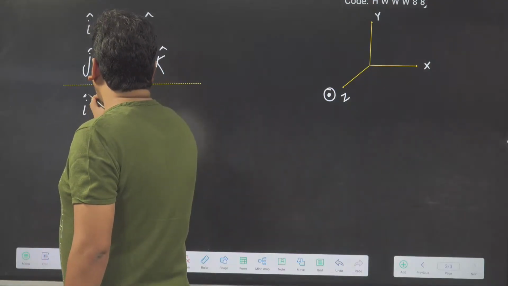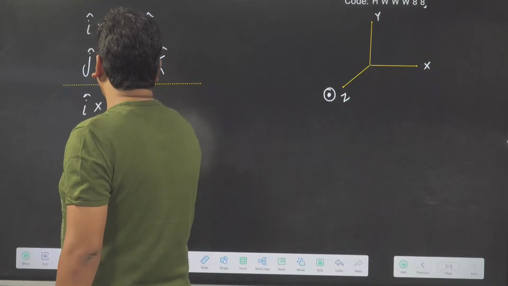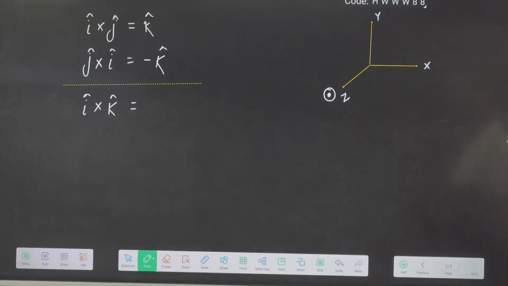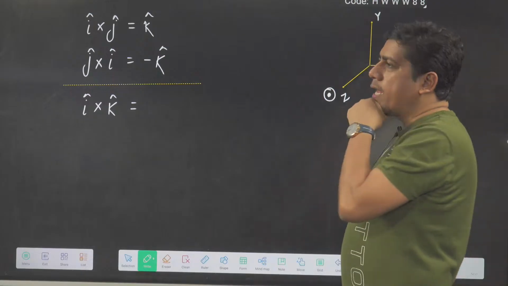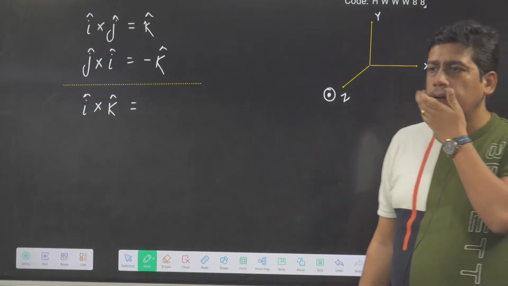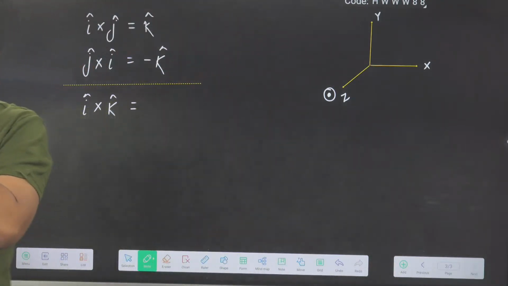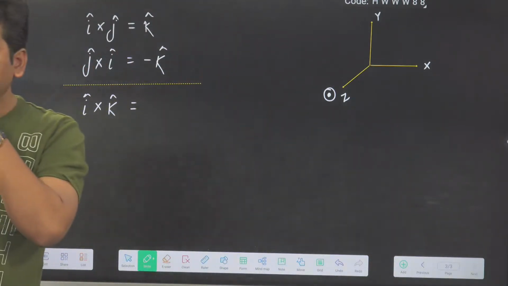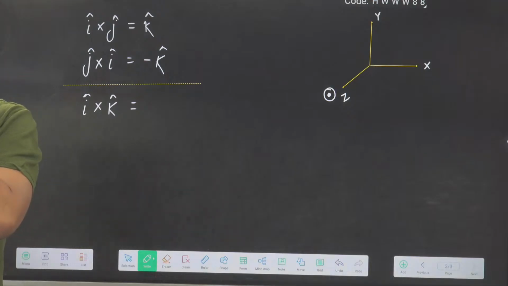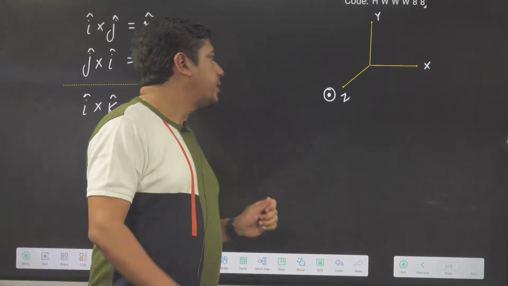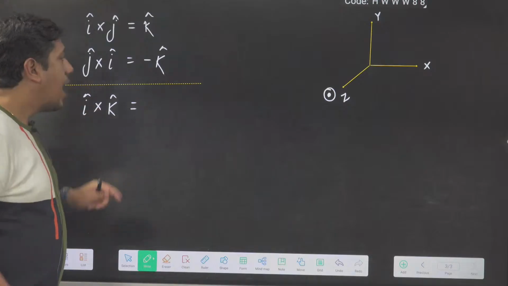Next, what will be I cross K? Come on, help. I cross K. Some of you answered correctly, but some answers are wrong. It should not be J, it should be minus J. Let's check. I cross K.